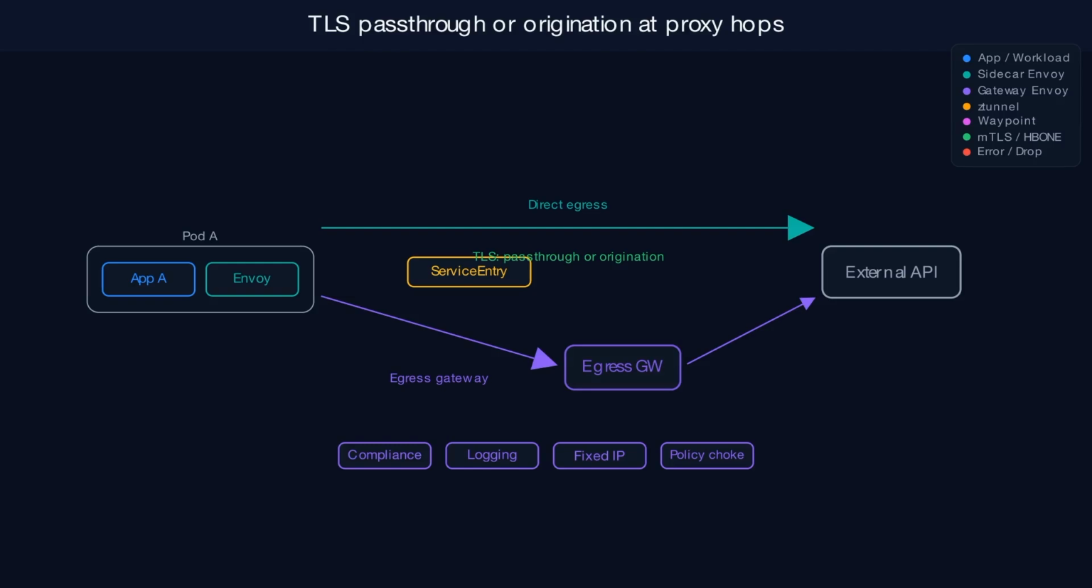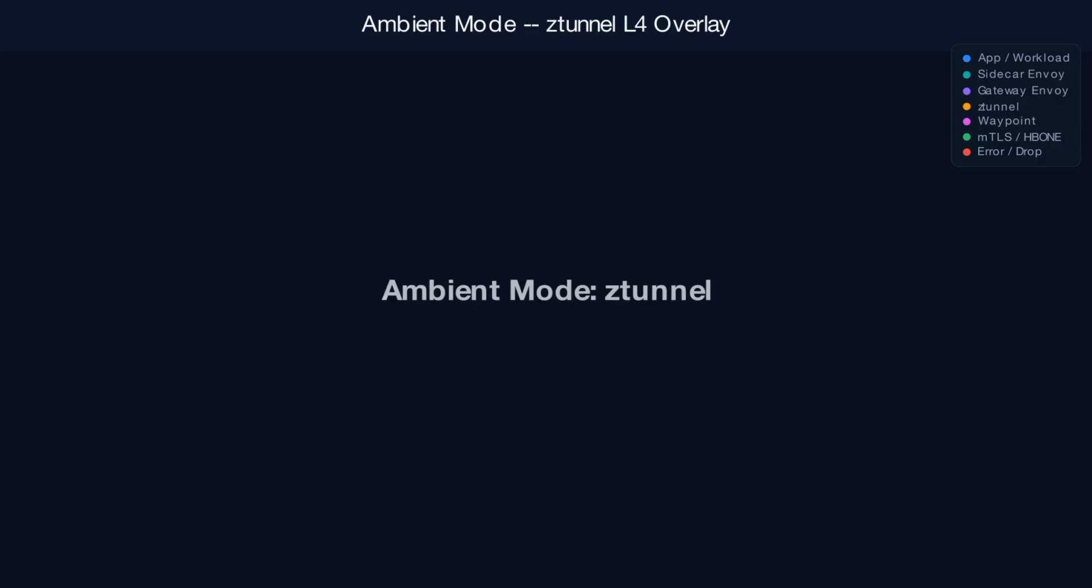Depending on configuration, TLS may be passed through untouched or originated at specific proxy hops. The exact TLS behavior depends on your traffic policy and destination rules.